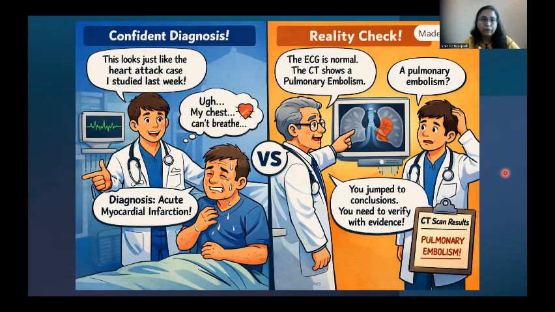Now, when the professor walks in, he will obviously be checking the tests, the radiographs, the clinical parameters, and everything that would have been done on the patient. And then the professor says the ECG is normal, CT shows a pulmonary embolism. So, what did the intern do? He jumped to a conclusion. He did not verify it with evidence, did not correlate it with the different examinations and the tests that are supposed to be done.